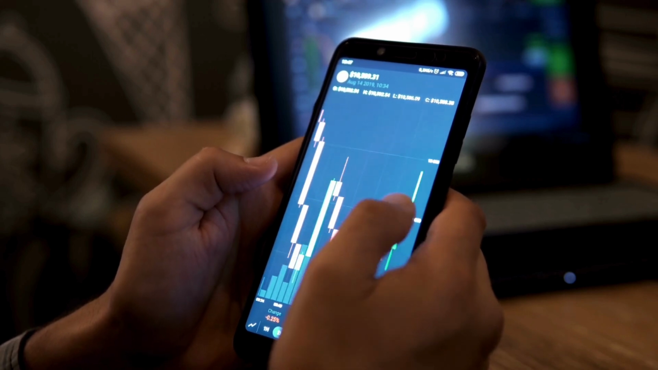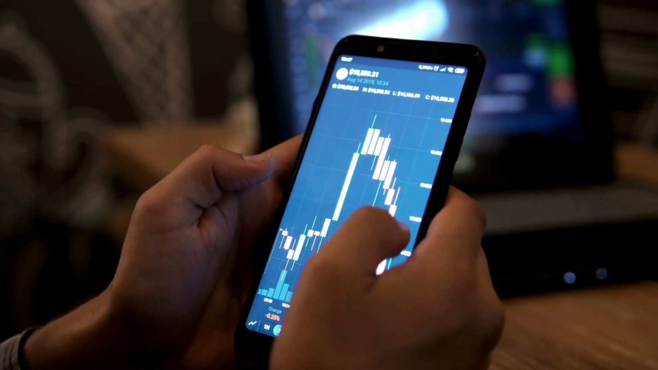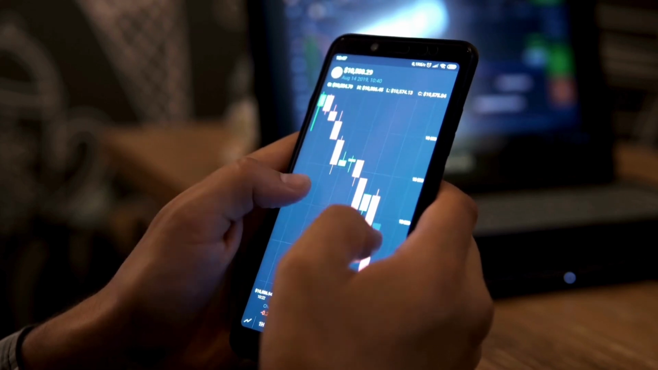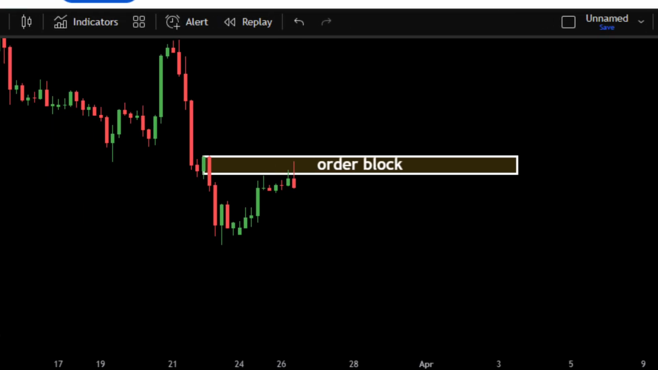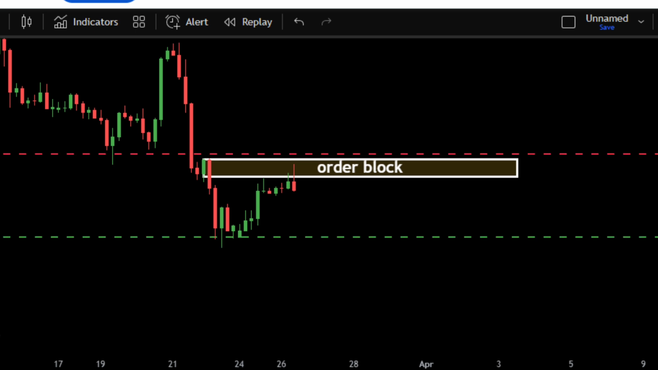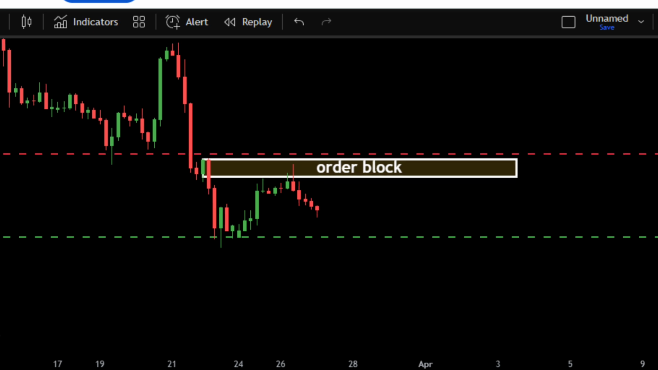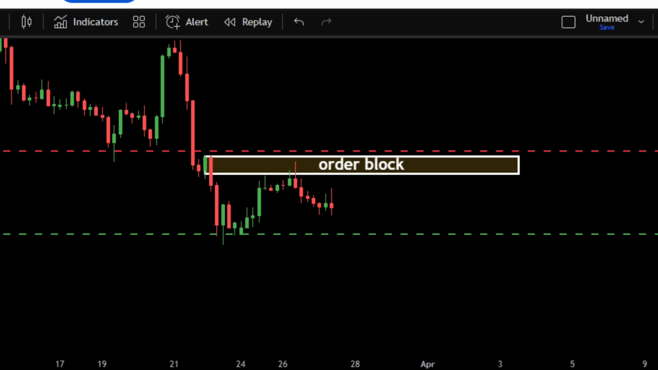Managing the trade is just as important as entering. How to manage it? When price moves halfway to the target, move stop loss to break even. Secure partial profits at the first target. Let the rest of the position run using a trailing stop.